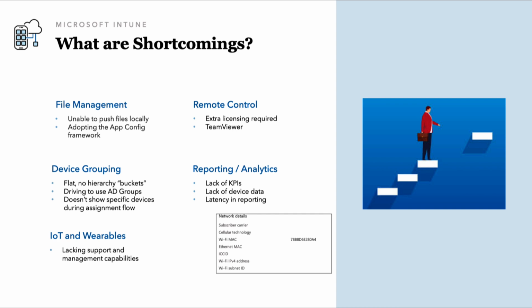Next is around reporting and analytics. So in my testing, I have seen really the biggest is that there's just a lack of good device data. A quick example you see on the screen here is the network details. I'm actually not getting even an IP address of my device. So there's just a lack of data coming off. And there also seems to be quite a bit of latency in the reporting. When looking to see compliance for app installs or app configuration installs, I was waiting up to 10 minutes sometimes to check compliance. So definitely something I'd like to see improved in the future.